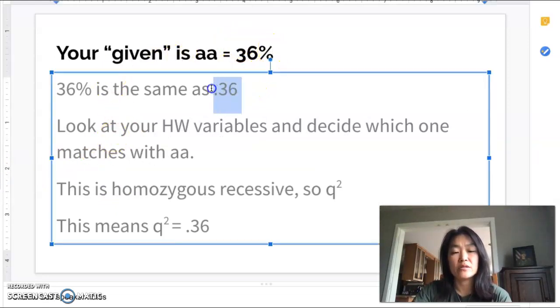It tells you that your given is 36%. Here I have it written as 0.36, which is just a little easier to put in your calculator. Now you want to look at your list of Hardy-Weinberg variables and see which one matches up to homozygous recessive. Look at all of your Hardy-Weinberg variables, and you're going to find that the variable that matches up to homozygous recessive is q squared. So basically your given is q squared. They gave you q squared equals 0.36. That would be a helpful thing to write down as your given.